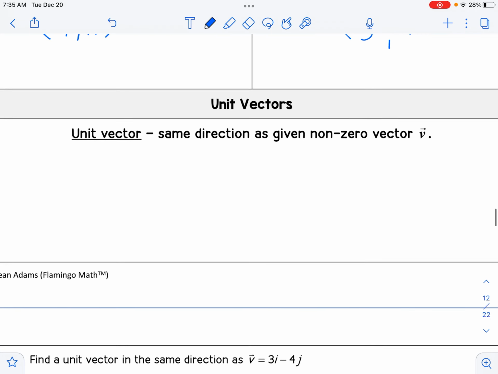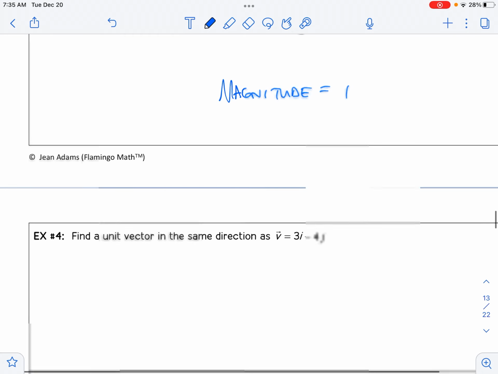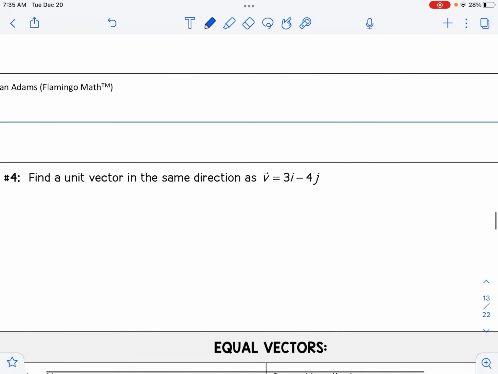All right, a unit vector. Okay, so a vector has the same direction as a non-zero vector, but it has a length of 1. Okay, so the magnitude, it's kind of like the unit circle, is always 1. So the way we do that is we find the magnitude of the vector and then we divide the components by the magnitude, if that makes sense. So we're basically downsizing it, if you will. All right, so find a unit vector in the same direction as vector v, which is 3i minus 4j.